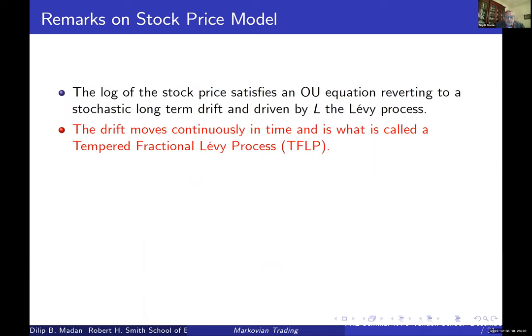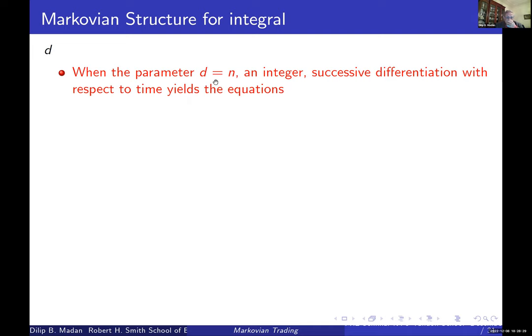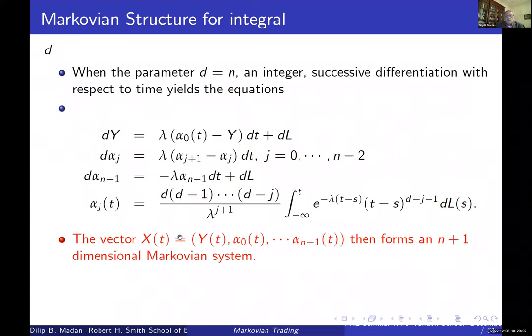But the beautiful thing is, okay, I'll skip these remarks, I made these remarks. The beautiful thing is that when that parameter, the look back parameter or the shape parameter of the gamma distribution of past shocks, is an integer, then a very nice thing happens. You keep differentiating, and it closes. Basically, if D equals N, then at alpha N minus one, there's no further variables coming in. The whole system is Markov in Y, alpha naught to alpha N minus one. So with an integer value for D, you have a Markovian system, which is nice because you can go to optimization with it and do all kinds of things that we have learned to do.